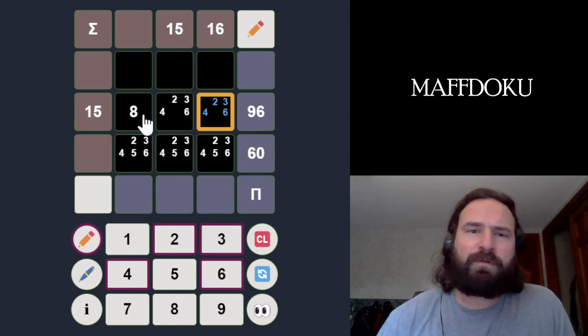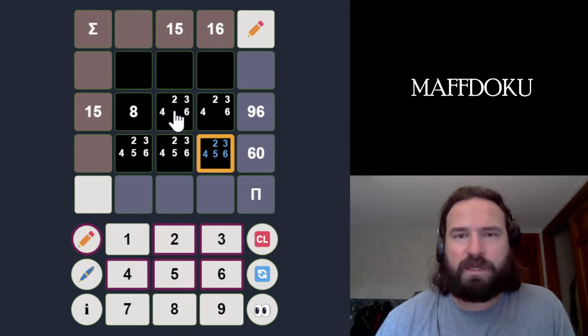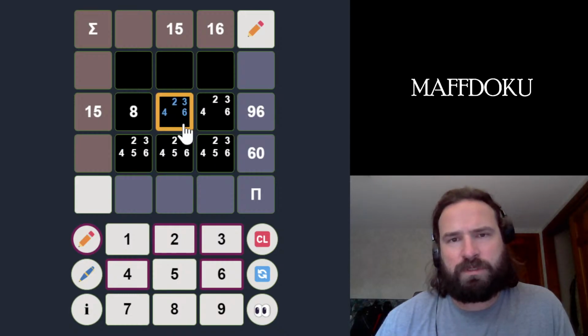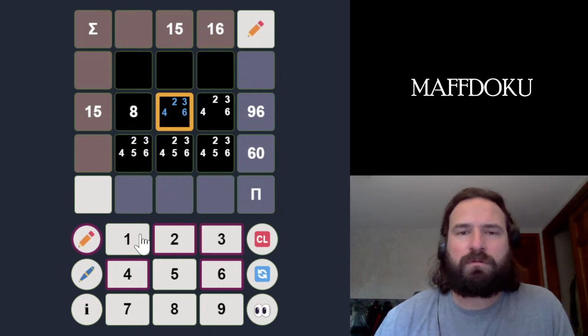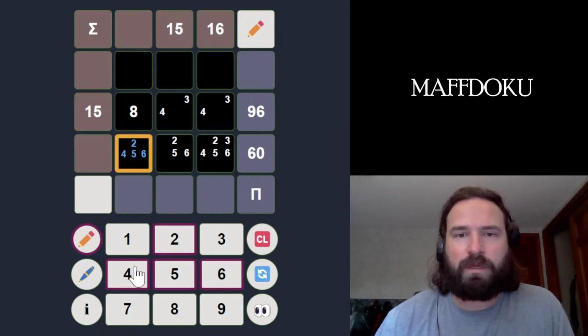All right, wait, these add up to 15. I missed that clue. Okay, so since these add up to 15, we can figure out at least what two numbers these are, and that's going to narrow these down a lot. So 8 plus 2 plus 6 wouldn't work. So it must be 8 plus 4 plus 3. Yep, that's 15. So these are 4 and 3. So we can take 2 and 6 out of there, and we can take 3 and 4 out of there because these two are 4 and 3 now.